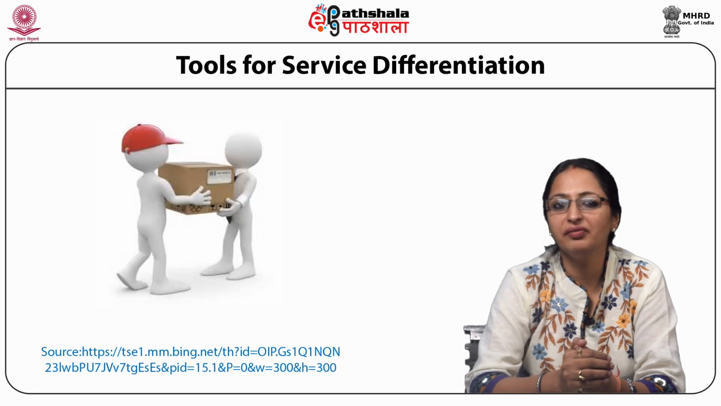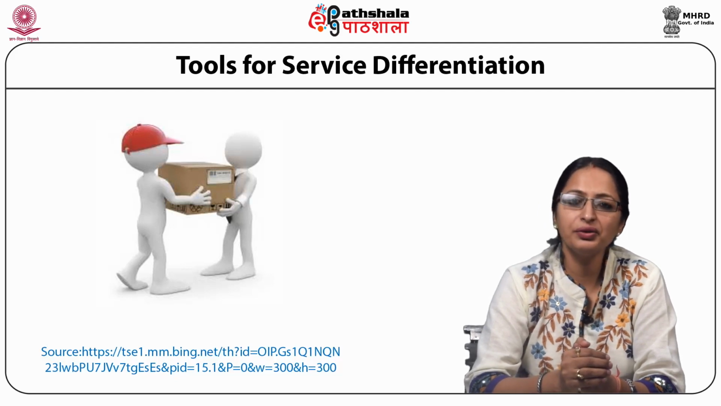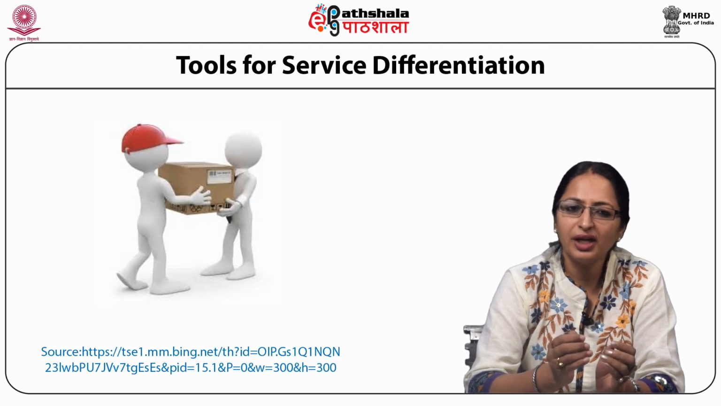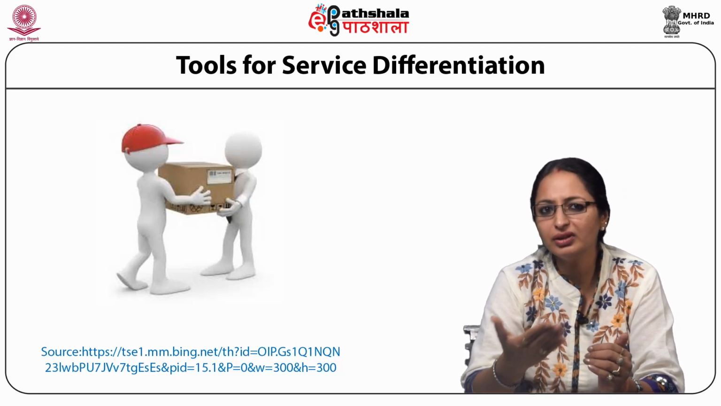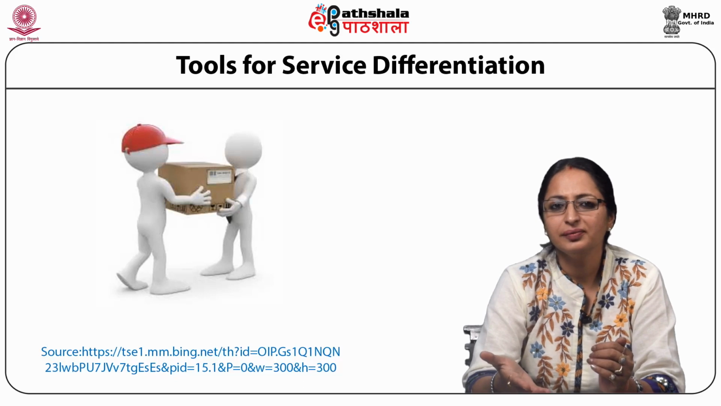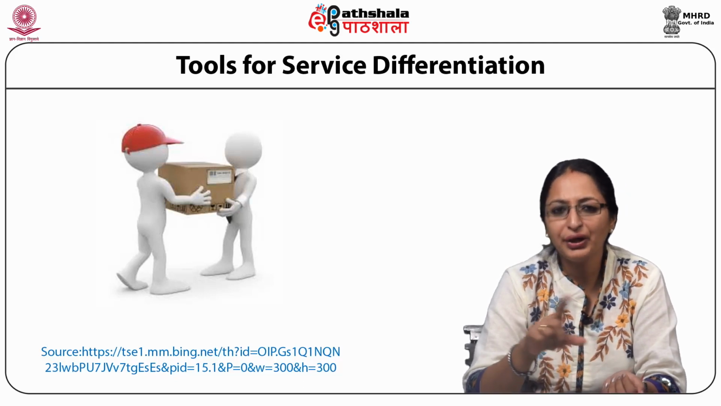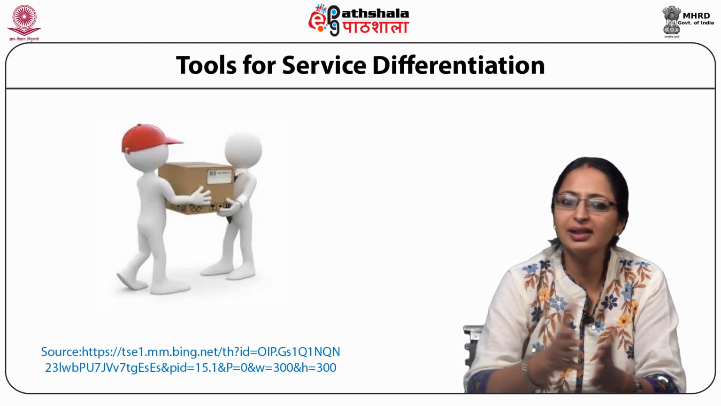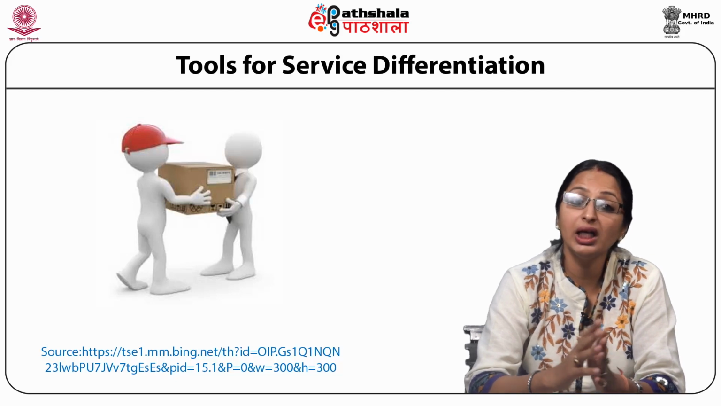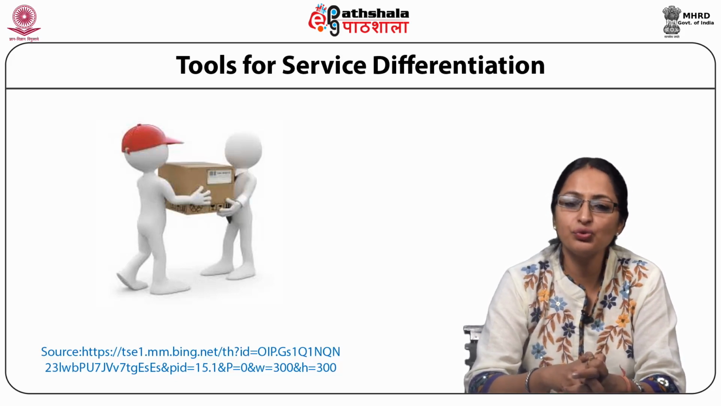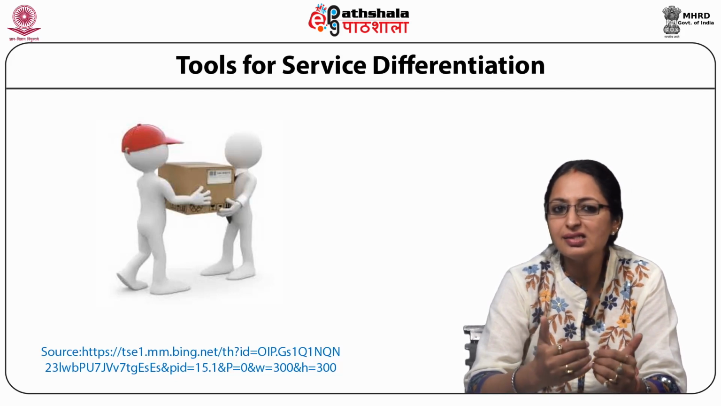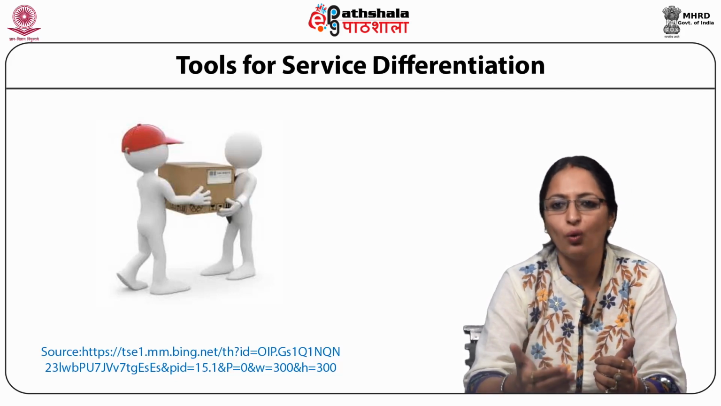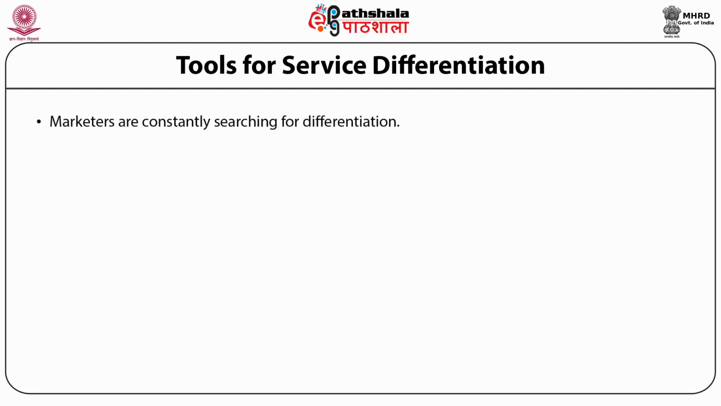The next tool is delivery. It is related to how well the product or service is delivered to the customers, covering speed, accuracy, and the customer care variables. The sixth such tool is ordering ease. It refers to how easy it is for a customer to place an order with the company. Marketeers are constantly searching for tools of differentiation.